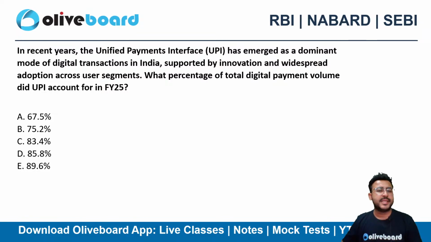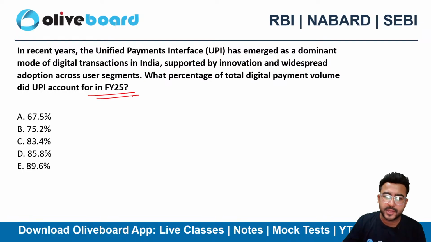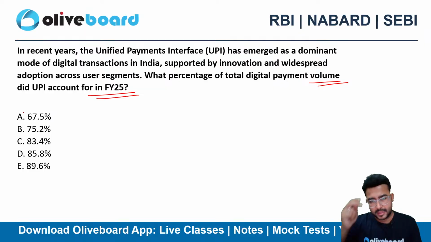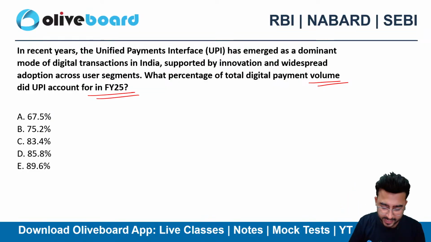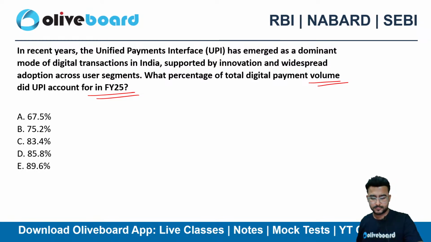Next, in recent years, the UPI, Unified Payment Interface, has emerged as a dominant mode of digital transactions in India, supported by innovation and widespread adoption across user segments. What percentage of total digital payment volume did UPI account for in 2025? They have asked the volume of UPI in financial year 2024-25, as per the annual report data.